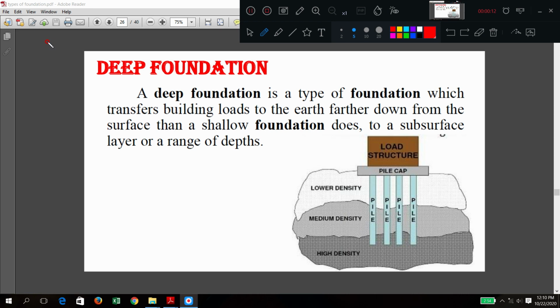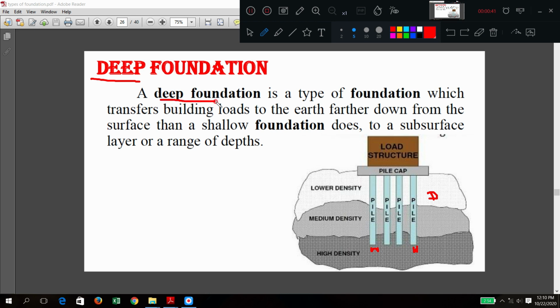So we'll begin with the next concept, that is deep foundation. As explained earlier, when the depth of the footing is very large compared to its width. In this diagram you will understand how the deep foundations are separated. Here the depth of the foundation is very large compared to the width of each footing, which is very less. So that is why we call it a deep foundation.